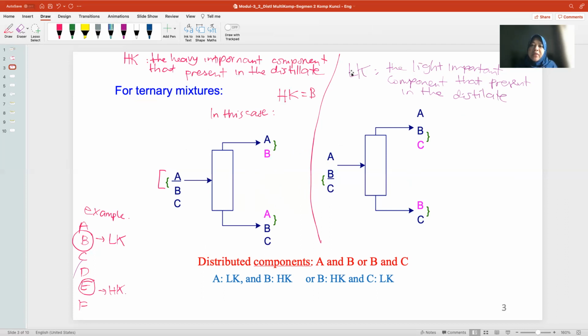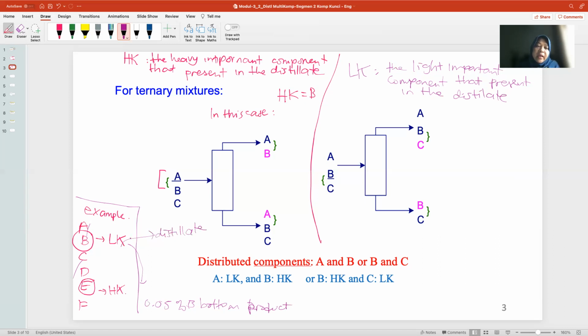So let's look at this example so you can see the big picture. If I have five components, A, B, C, D, E, and F, for some reason, for example, I want all of the B to go into the distillate. So I want maybe only 0.05% of B left in the bottom product because this is so precious. Any A present in the bottom product, that's fine, I don't care. But B, I only want 0.05% in the bottom product, and all of it should go to the distillate, because it's very important. This is my valuable product.